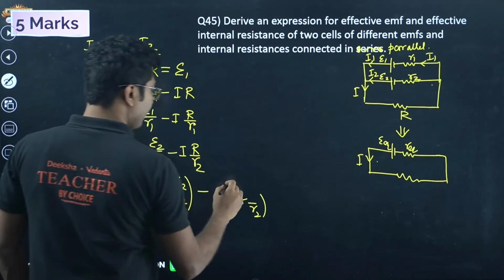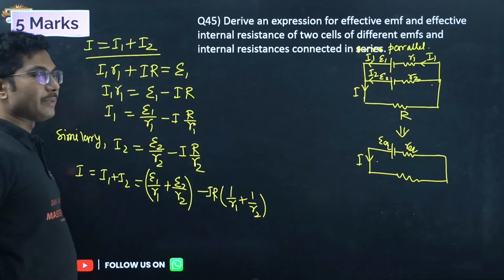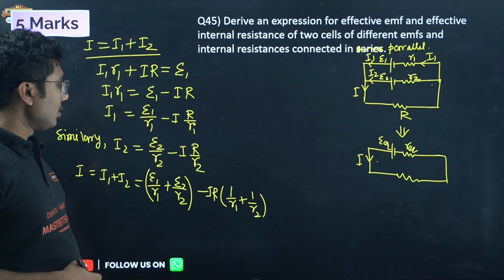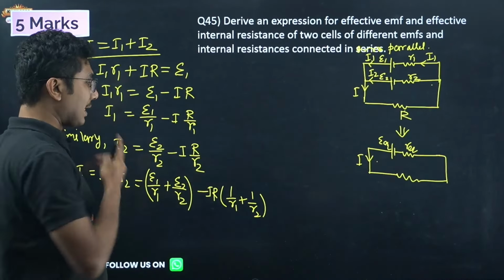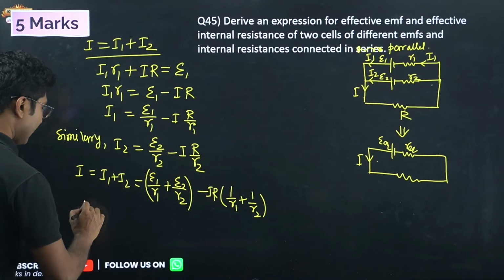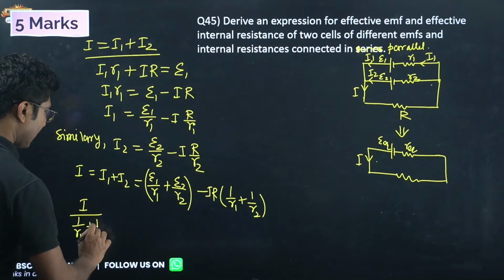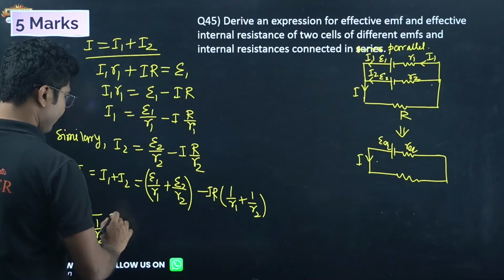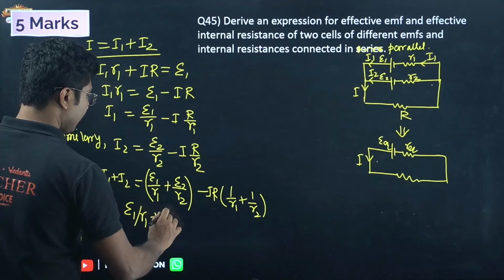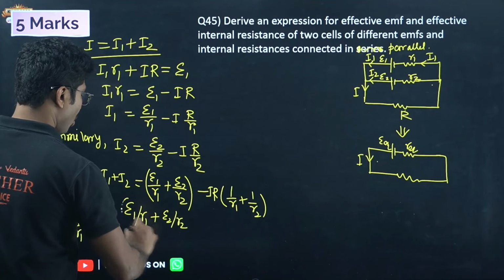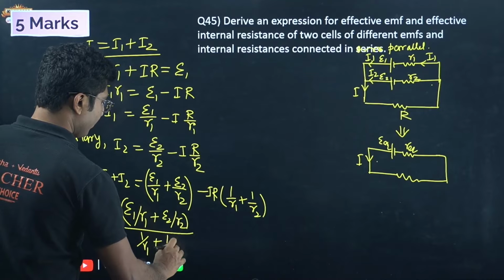So we have to simplify this a little more. We will keep that as IR. Remember, we will try to keep this IR as IR as much as possible. So we divide everything by 1 by R1 plus 1 by R2. On the left-hand side we get I divided by 1 by R1 plus 1 by R2 equals epsilon 1 by R1 plus epsilon 2 by R2, whole divided by 1 by R1 plus 1 by R2.